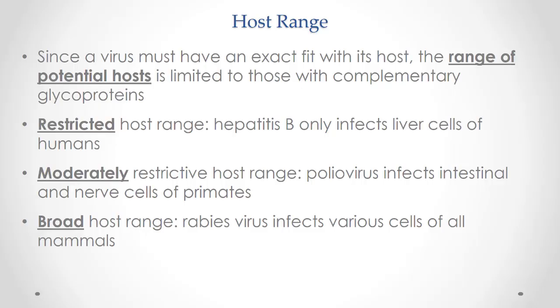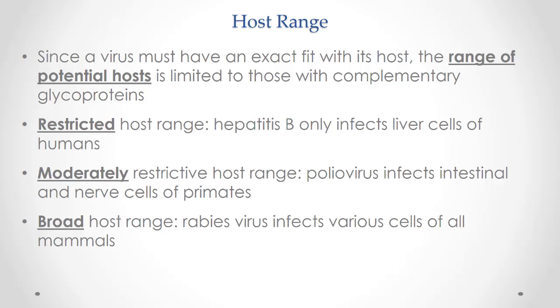Restricted host range would be where a virus only infects one or maybe a very small number of cells, usually within one species. The example here is hepatitis B that only infects liver cells. Another example not listed here would be HIV that generally only infects CD4 helper T cells, which is mentioned in the video. Moderately restrictive is probably where most viruses fall closer to. Poliovirus is an example here. It can affect both intestinal and nerve cells. And some of these viruses are known to even infect a wider variety of cells throughout the body.